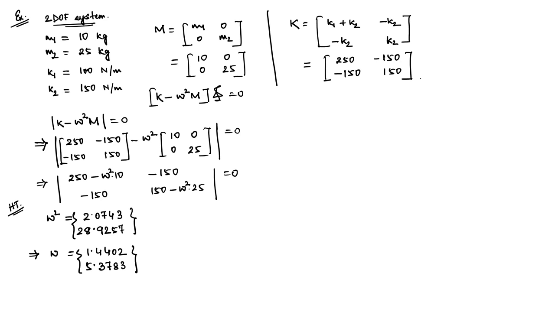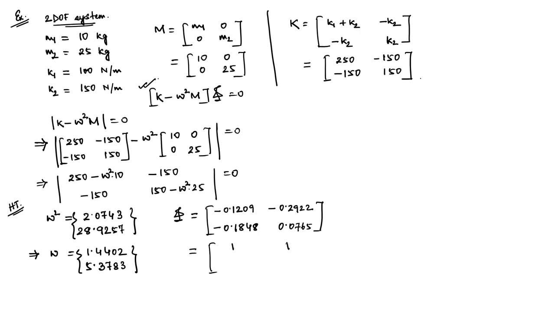Now, one by one, if we put these values in the original equation here, we can find out the mode shapes phi. So, phi in this case is minus 0.1209, then minus 0.1848, and then minus 0.2922, then 0.0765. What we can do is normalize this, and the first element will be 1. If I take this first one to be plus 1, obviously the second element will be 1.5285.